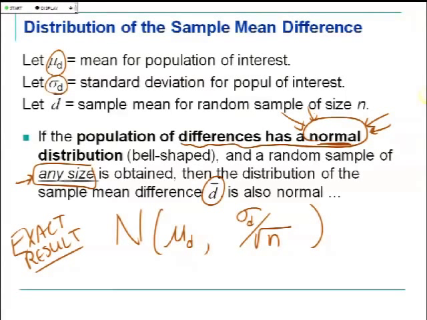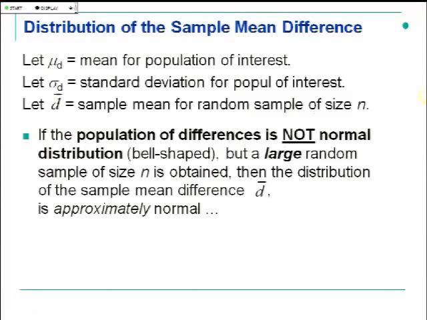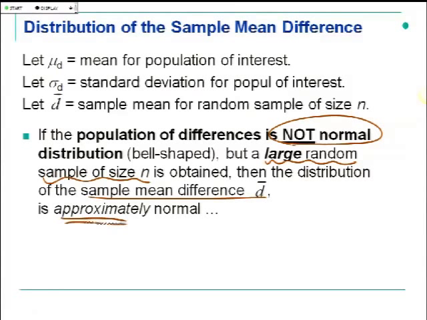But then the safety net comes in and says, but if your population is not normally distributed, skewed drastically or has outliers, but you take a large enough random sample, then the distribution of your sample mean, you can still use that result. It's just an approximation, but it works. It's not exact, but it's approximately, and you get to write out the same model.